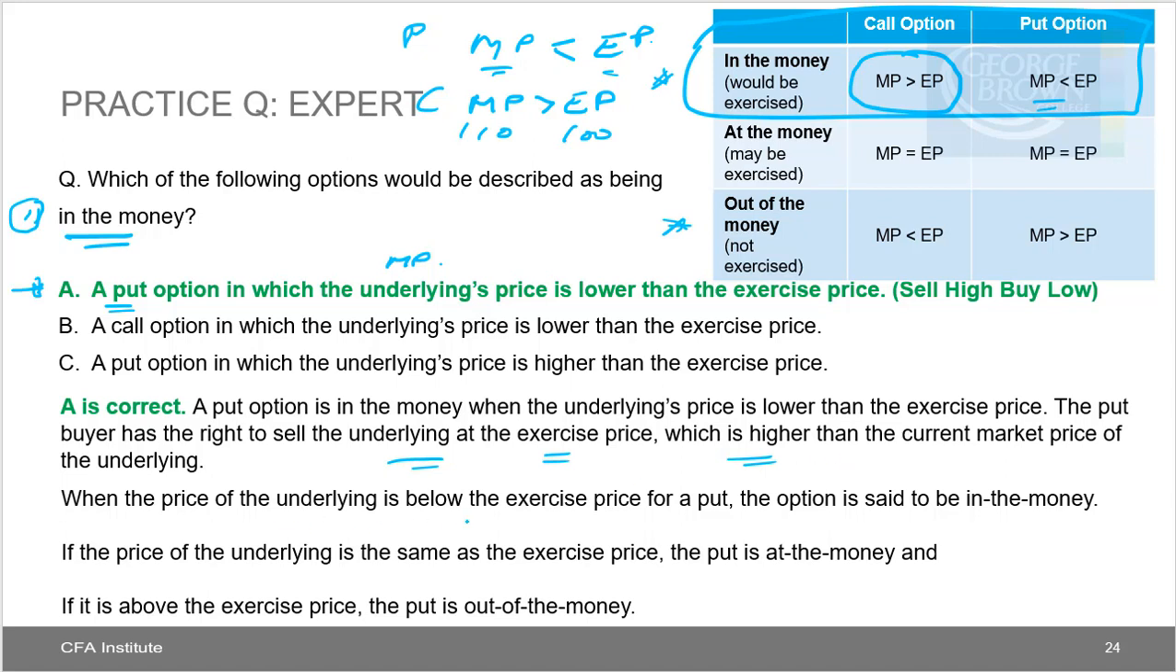When the price of the underlying is below the exercise price, the put is said to be in the money. If the price of the underlying is the same as the exercise price, the put is at the money. And if it's above the exercise price, the put is out of the money. But again, just start with a call option being in the money. You know that the put option is the opposite, and you know for out of the money, it's the opposite as well. And then it's easy to recreate your grid.